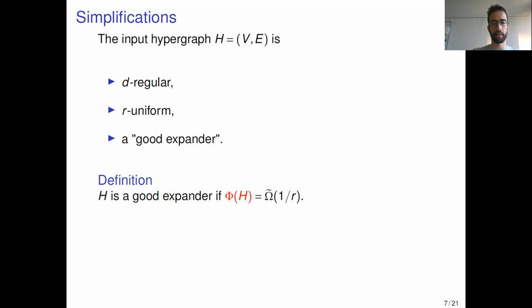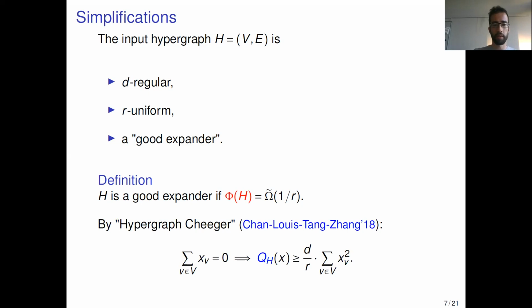And so we define a good expander to have expansion at least Omega tilde of 1 over r. And then we can use an equivalent of Cheeger's inequality for hypergraphs to relate the quadratic form to the variance of the input vector x. And we're going to be using this in our analysis. And the reason we can assume that the input hypergraph is a good expander is due to some sort of expander decomposition argument for hypergraphs, which is far from trivial, but I don't have time to go over it in this talk. So I encourage everyone to look at our paper.